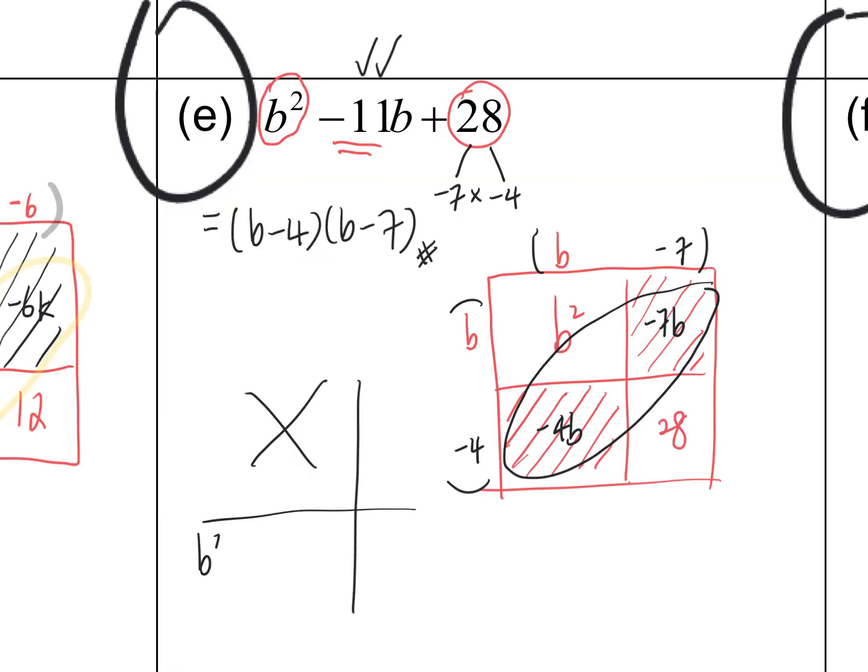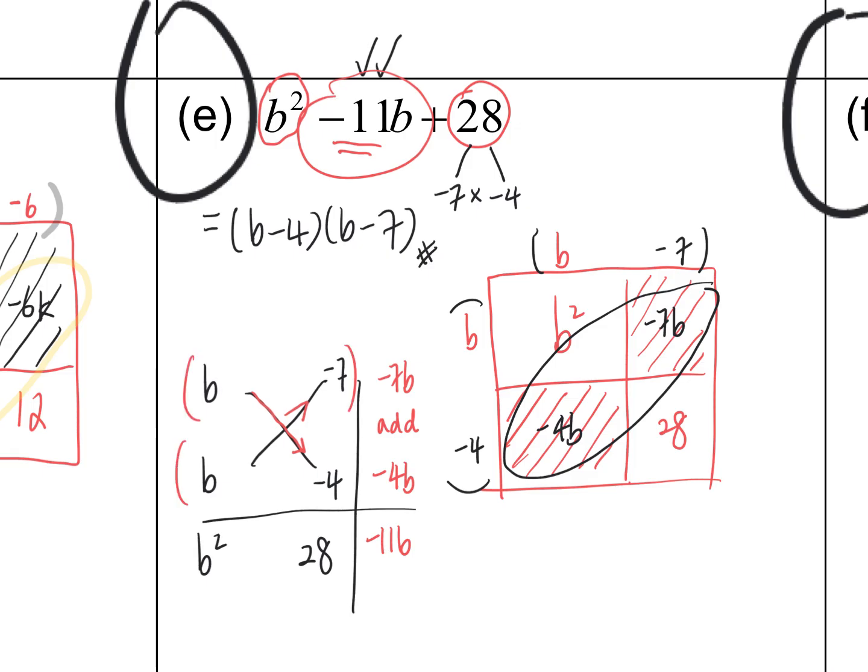Now, b square here, so it's b times b. It will be 28 here, but I need it to be negative 7 times negative 4. Because diagonally when I multiply, this is minus 7b. This is minus 4b. If I add up the last column, I get minus 11b, which is this one. So my answer is this two. So you can choose either method, whichever one.